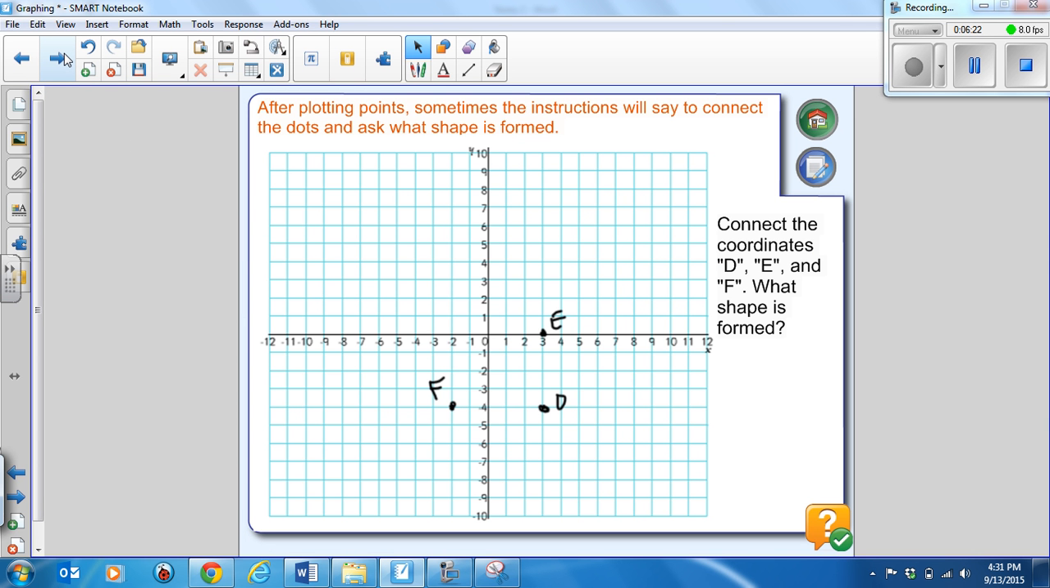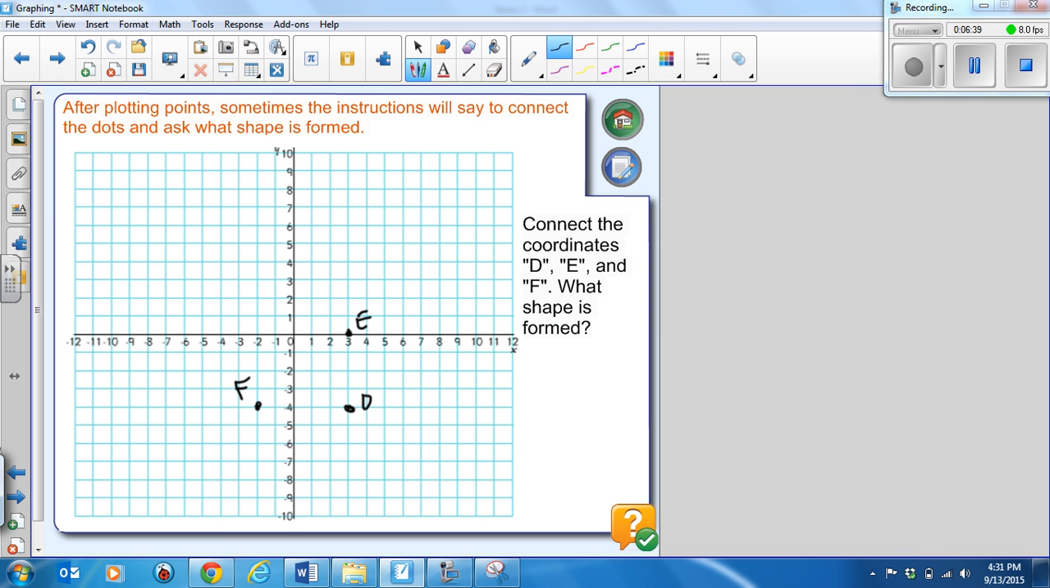All right, now after plotting points, sometimes instructions will say to connect the dots and ask what shape is formed. So let's take a look at D, E, and F. You might be able to tell what shape this is without even connecting the dots, but if we have to follow the directions, the directions said to connect the dots. All right, so we formed a triangle.